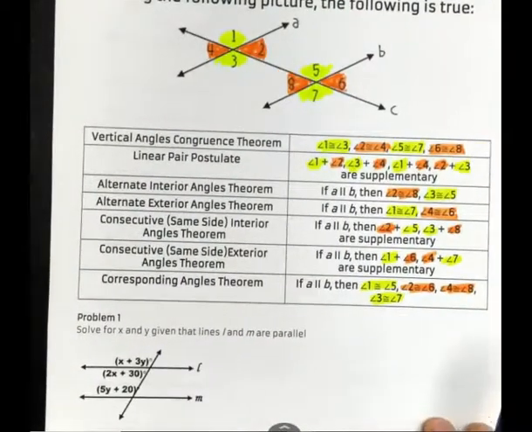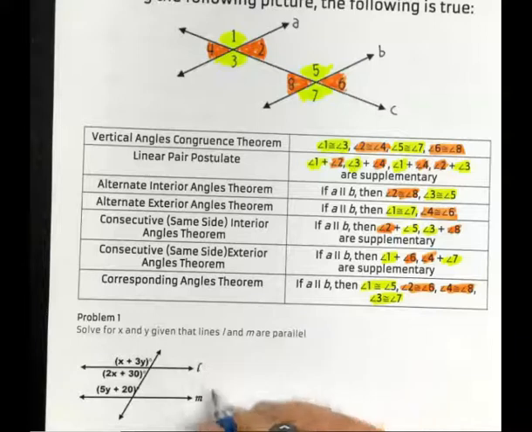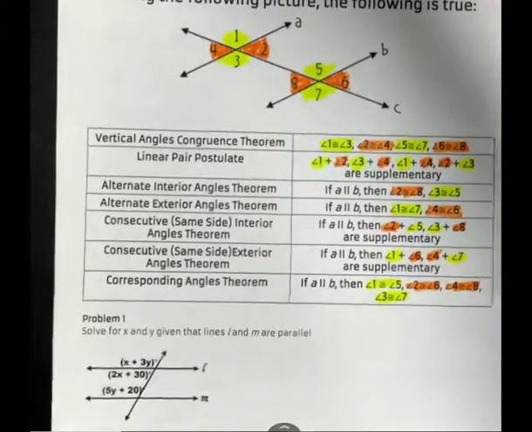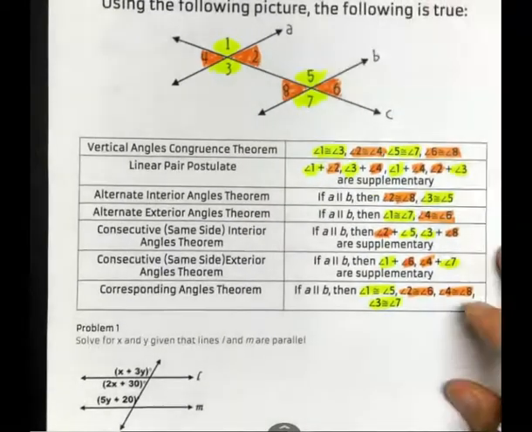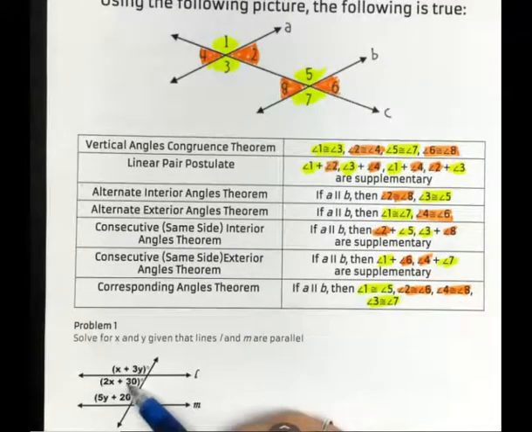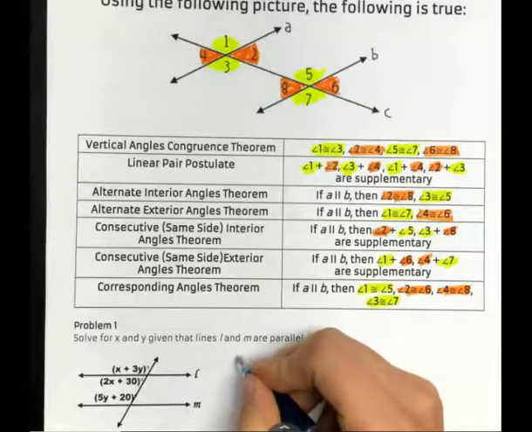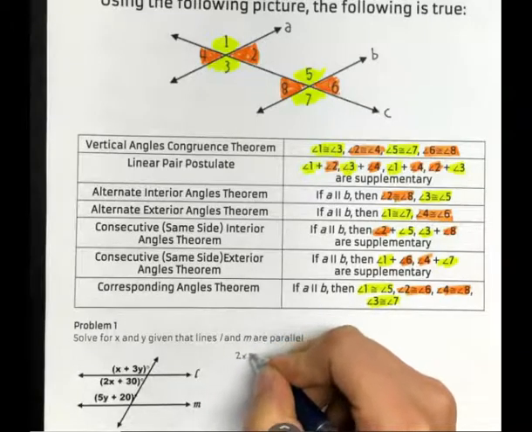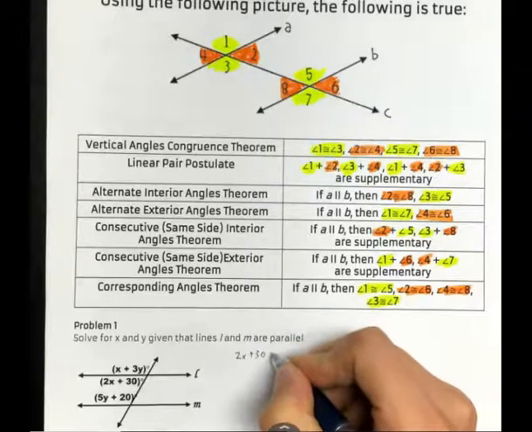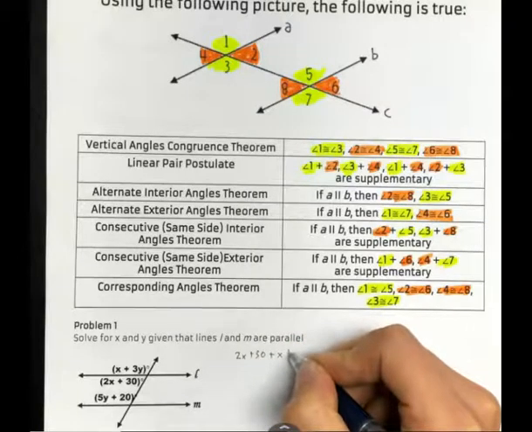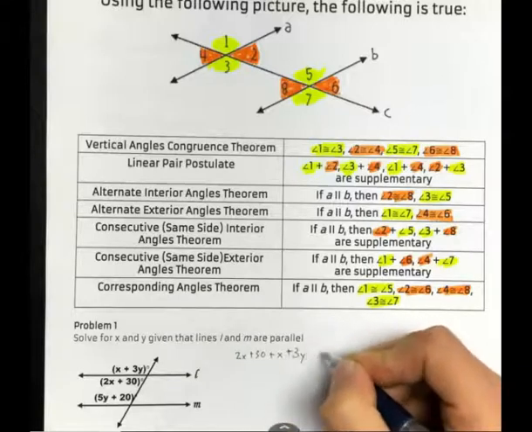Alright, so the first problem we're going to solve is this one right here. And so the first thing I'm going to do to solve this is I'm going to write whatever equations I can come up with using my properties of parallel lines. So this and this is a linear pair, so my equation would be that one part plus the other part equals 180 degrees.